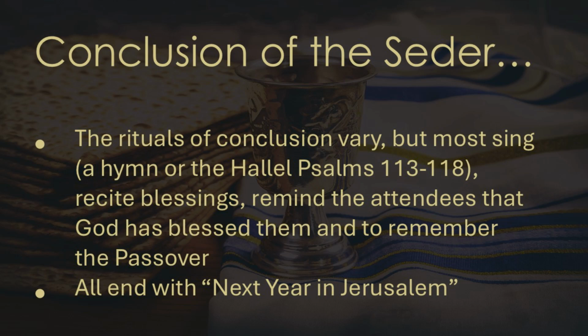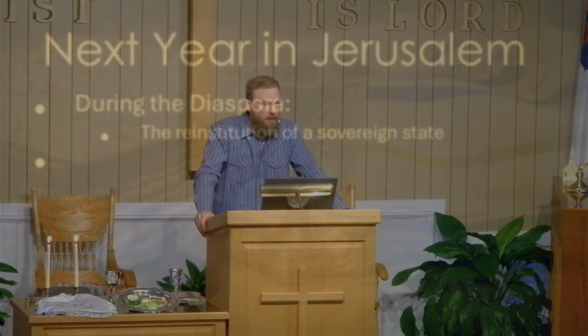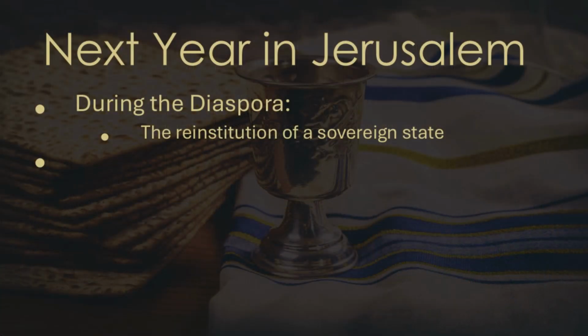Now, one thing that, from my understanding and all the digging and all the various rituals that I was looking into, every single one of them ends with next year in Jerusalem. I thought that was kind of interesting. It makes sense to me prior to 1948 because they were wishing for, hey, I wish we could do this in Jerusalem like we're supposed to, like we're commanded to. They were looking forward to the reinstitution of having a sovereign state of Israel. But as we all know, in May of 1948, that happened.